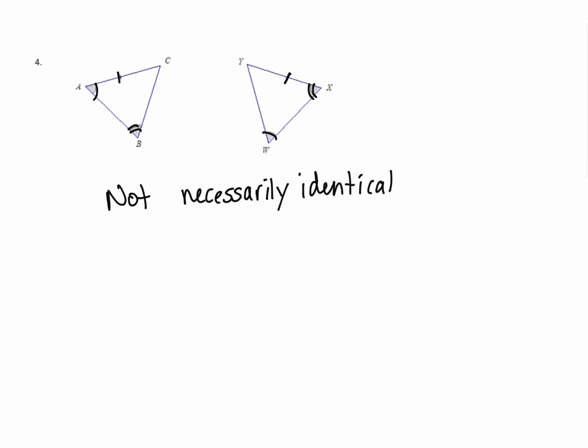On the one on the left, I have one angle, then the side. I have one angle, and then I skipped this side, and I went over here. And then I have the 2 angle marks. So these ones are not necessarily identical because of the location of the side.